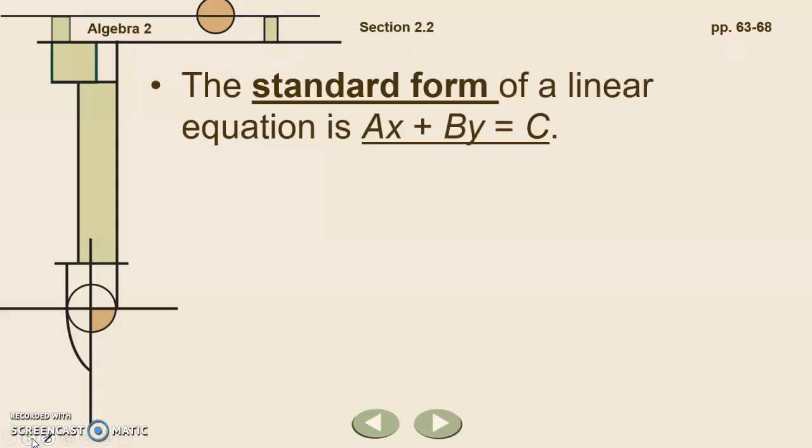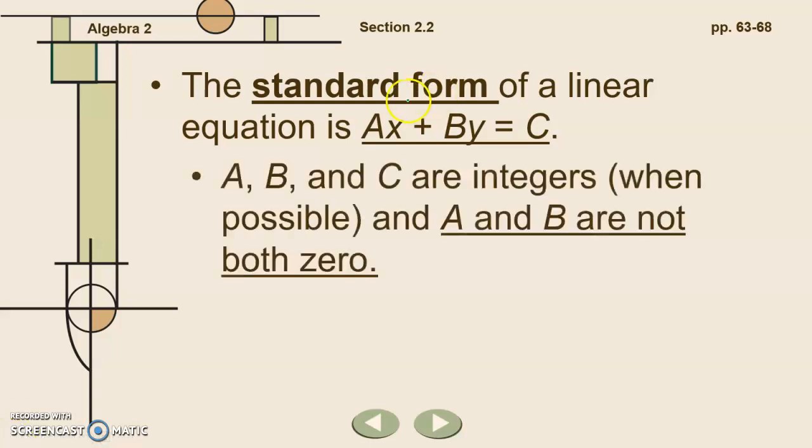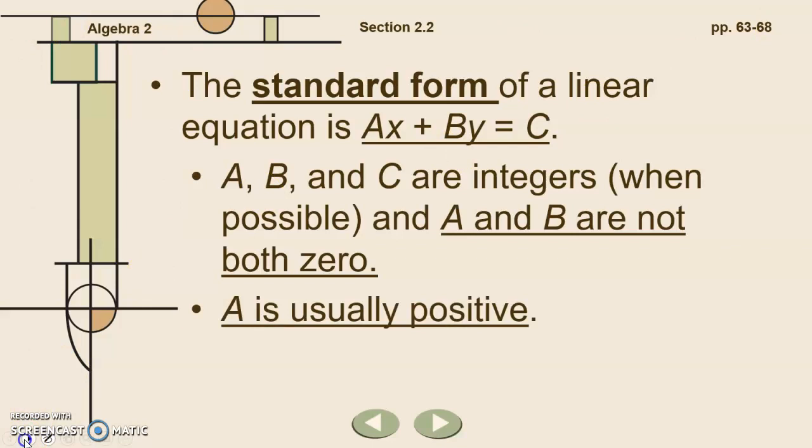The standard form of a linear function or a linear equation is ax plus by equals c. A, B, and C, those capitals are integers. Remember, integers are your negatives, your 0, and your positives. 1, 2, 3, 4, 5, 6, 7, 8, what have you. So A, B, and C are integers when possible, and A and B are not both 0. A is usually positive.